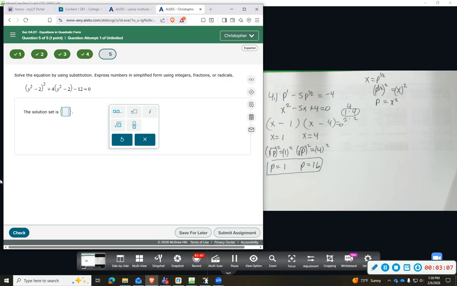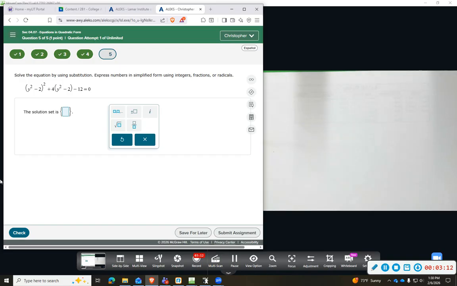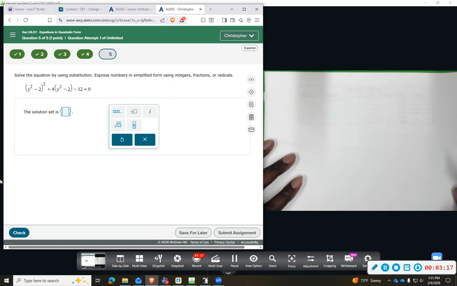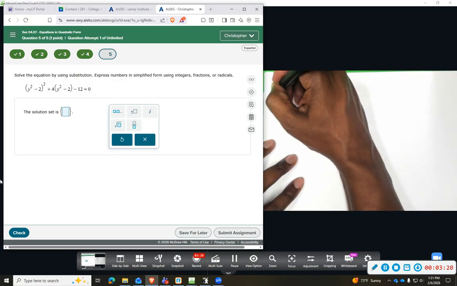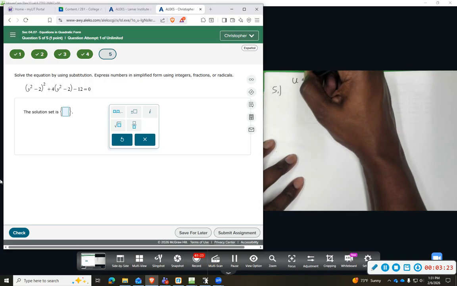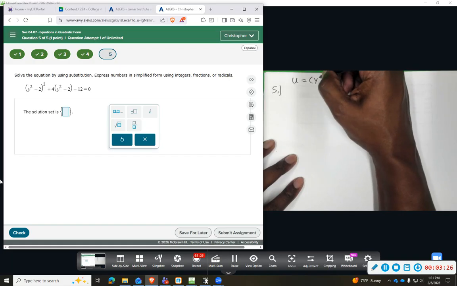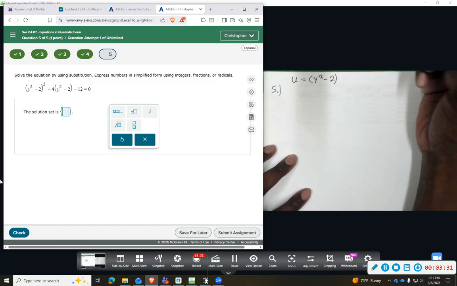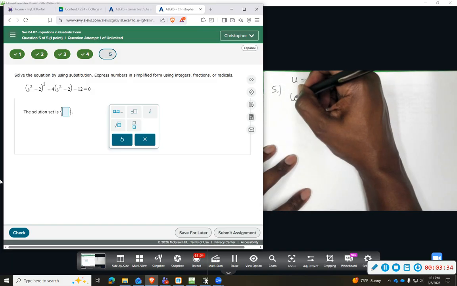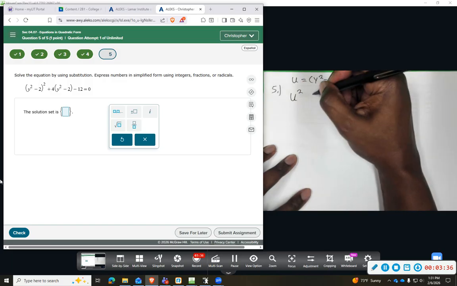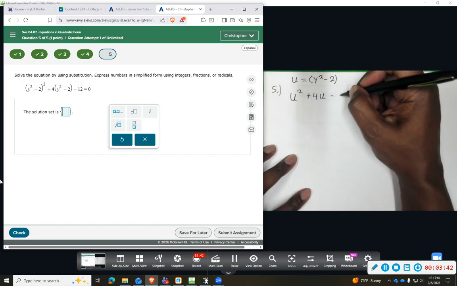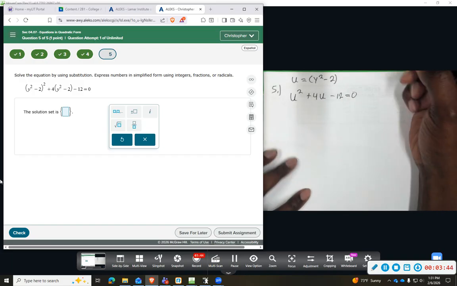Number 5, we want to do substitution again. So I'll just start a new one. I'm going to use u. It doesn't matter which letter you use, but u is going to be that expression inside, which is y squared minus 2. Okay, so that's what I'm plugging in. So the y squared minus 2 is going to become a u plus 4u, and then minus 12 equals 0.